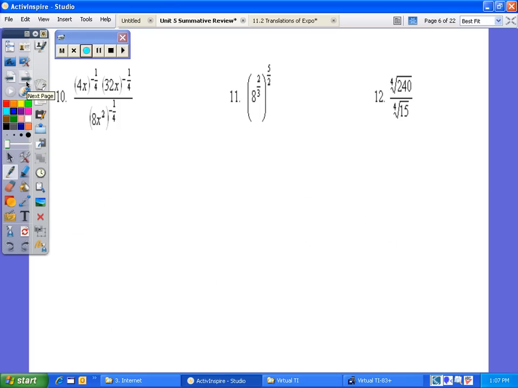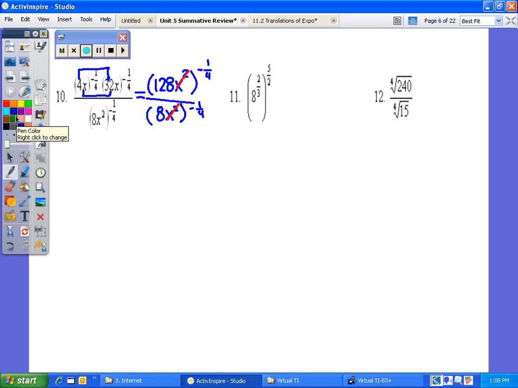Okay, number 10 we did in class. So you're going to multiply 4 times 32, and that's equal to 128. And you're going to add your exponents, and you get x squared. Divide all of that by 8x squared to the negative 1/4. Remember, these x squareds can cancel out.